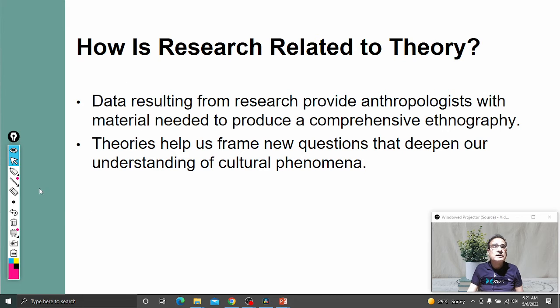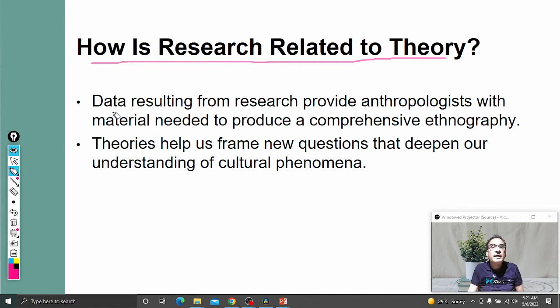How is research related to theory? How can we relate our research to theory? I have already mentioned that in qualitative research, we do not conduct research based on previous theories. We make a new theory based upon our findings.